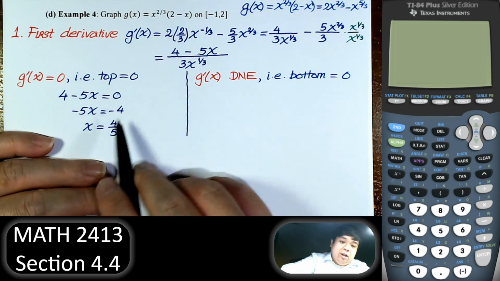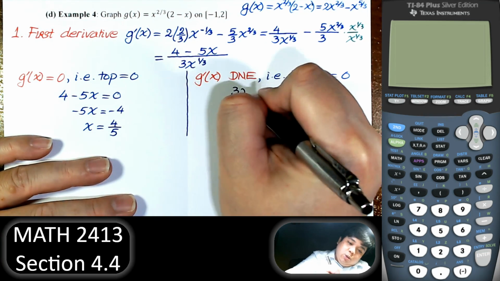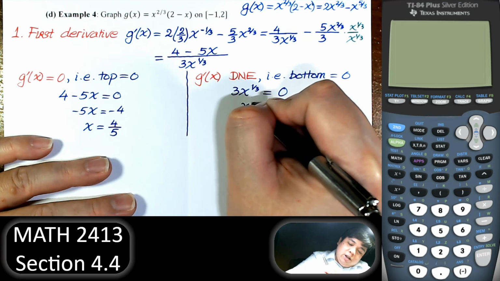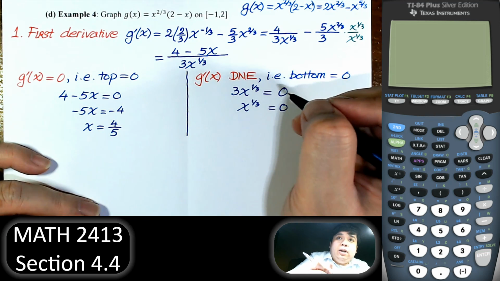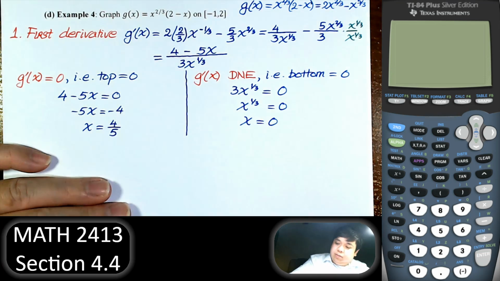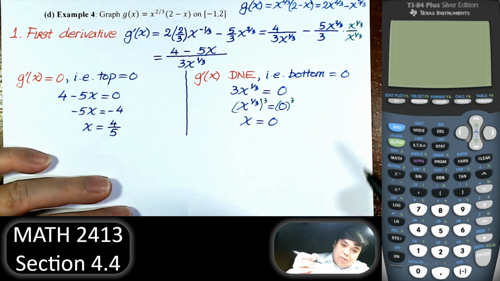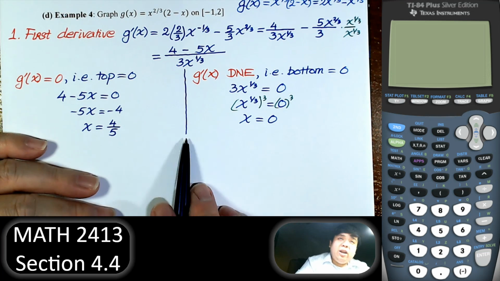And that certainly is between negative 1 and 2. So that's good. The bottom equal to 0: 3x to the 1/3 equal to 0, so x to the 1/3 equal to 0. Of course, we cube both sides, so x equal to 0. That gives us 0. 0 cubed is still 0. Now let's test them.